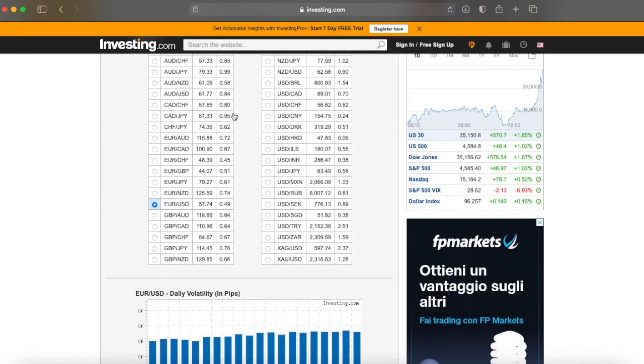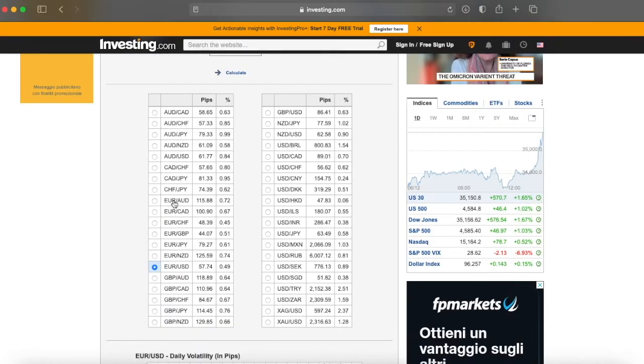We can see that the pairs with the highest average daily range are Euro Australian Dollar, Euro Canadian Dollar, Euro New Zealand Dollar, Pound Australian Dollar, Pound Canadian Dollar, Pound Yen, and Pound New Zealand Dollar. The lowest average daily range pairs are Euro Yen, Euro Pound, Euro Swiss Franc, Australian Dollar Swiss Franc, Australian Dollar Canadian Dollar, Canadian Dollar Swiss Franc, Euro Dollar, and Dollar Swiss Franc.